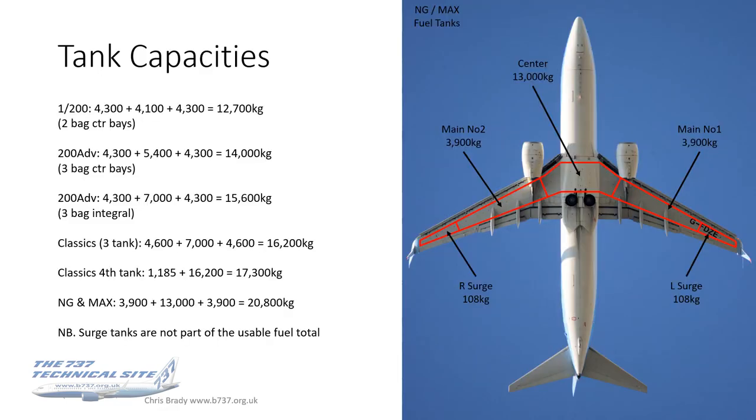Fuel tanks. This is the underside of an NG, and I've drawn on the picture where the tanks are. The center tank on the NG and the MAX is hugely increased in size over the classics. It's a 13-ton capacity now compared to 7-ton. So rather than being confined to the fuselage area, it actually extends into the wing roots as well. A lot of debate as to why this was done.